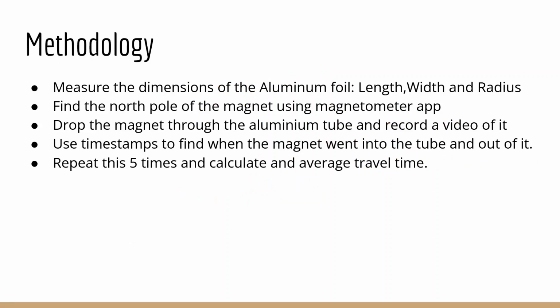Methodology. We first measured the dimensions of our aluminum foil, the length, the width, and the radius. And then we found the north pole of the magnet using the magnetometer app. Then we dropped the magnet through the aluminum tube and recorded a video of it. Then we used timestamps to find when the magnet went into the tube and out of it. And then we repeated this 5 times and calculated an average time.